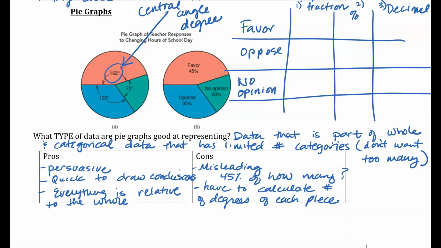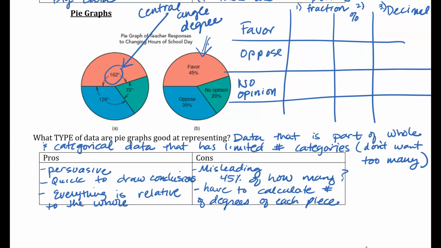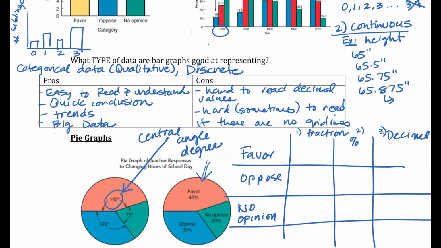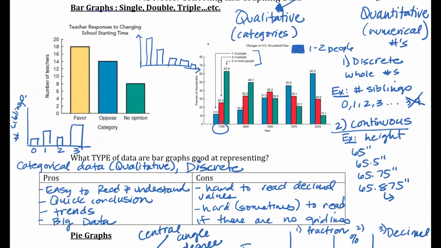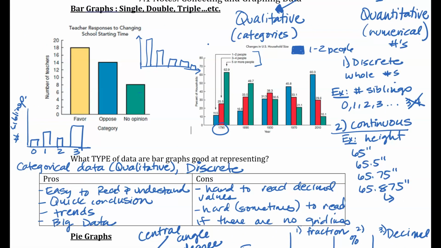So in terms of the fraction, you need to know the specific numbers. And in this case, in this first pie here, I don't have the specific number of teachers. Now, if I scroll up, I can get the number of teachers, because this is the same data that's represented in this bar graph above. So one thing I could do is read these bars and see, okay, there's 18 people that favor it. Looks like there's 14 people that oppose it. And it looks like there's 8 people with no opinion. And if I add that up, I get 40 altogether.